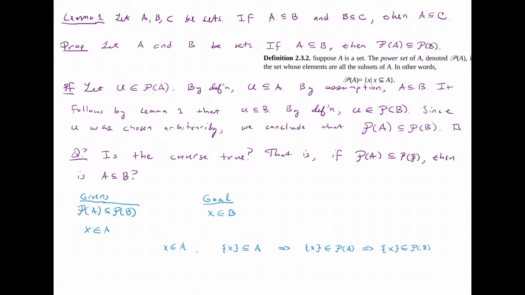And now we just continue, because we can say if {x} is an element of the power set of B, then that's the same as telling us that {x} is a subset of B, which in turn tells us that x itself is an element of B. And we are done. So it turns out that the converse is true, and so we can now prove it.